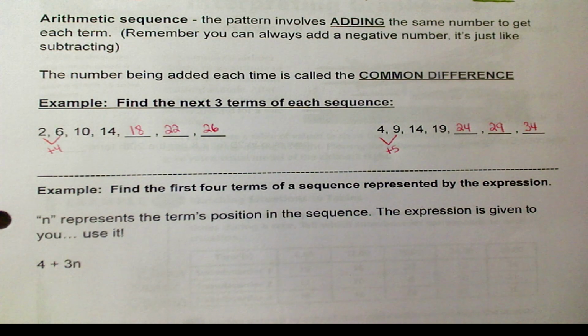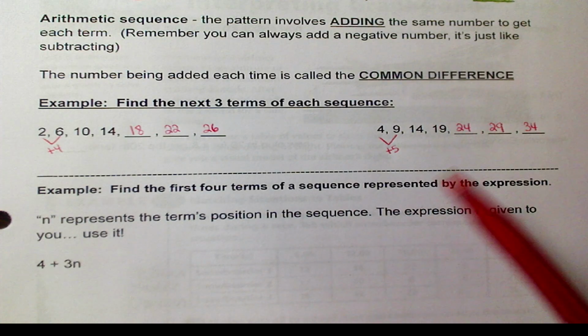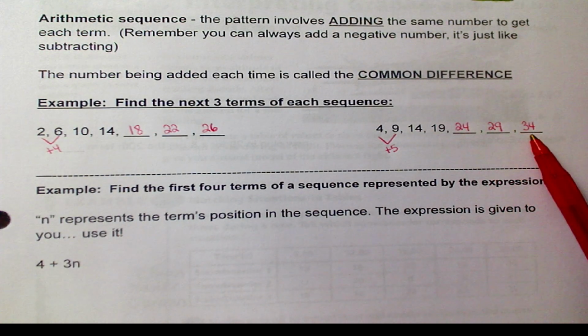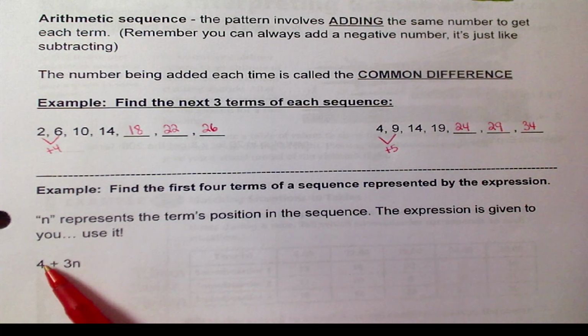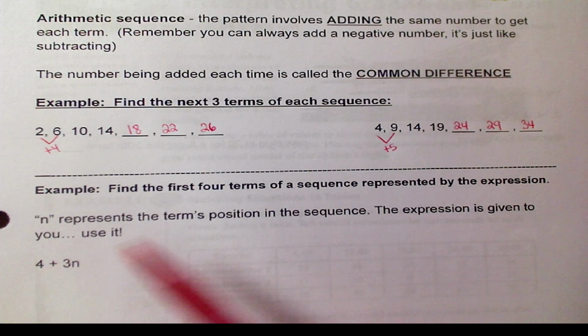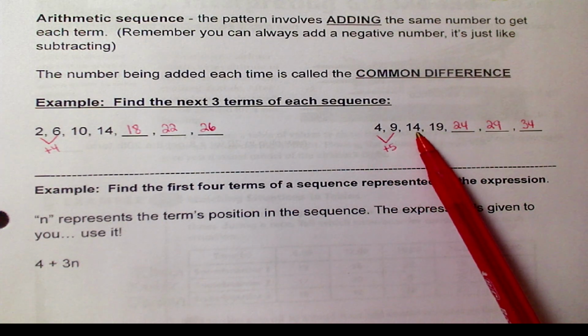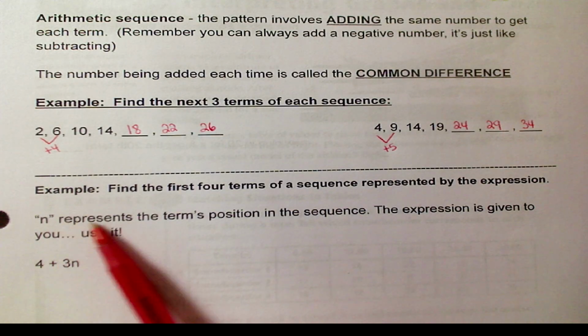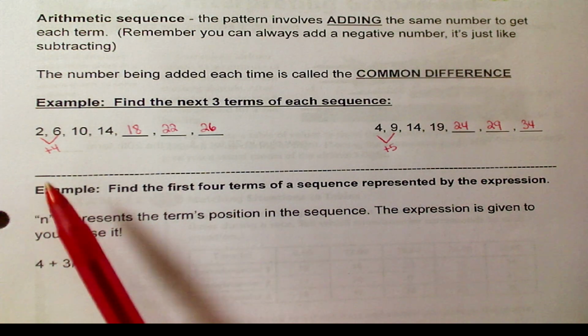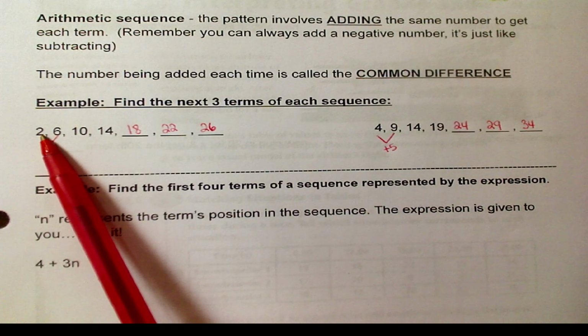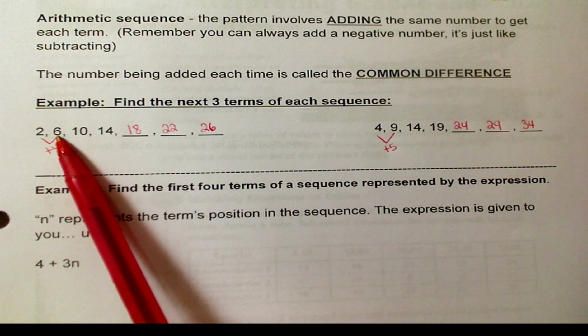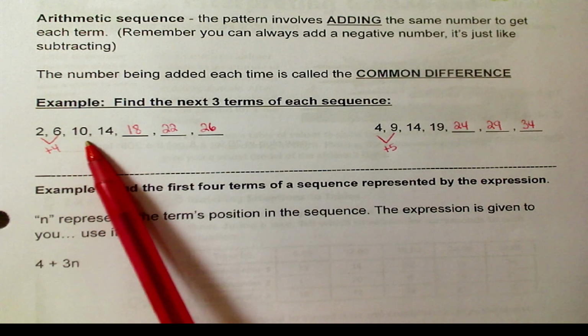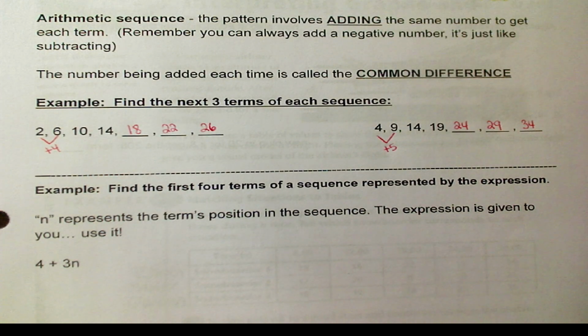But we're just also going to take a look at another thing. What if I didn't want to find the next 3 numbers in the sequence? What if I wanted to just give you a rule and then have you find the very first 4 numbers of the sequence? Well, n represents the term's position. So if I looked at this sequence right here, this is term 1, this is term 2, this is term 3, term 4, you get the idea.